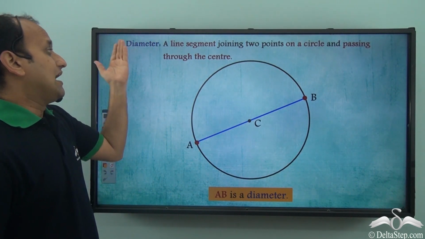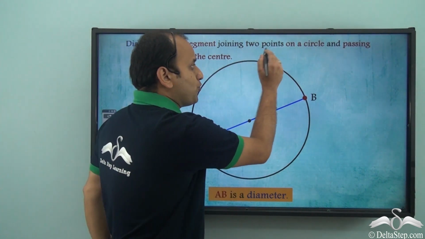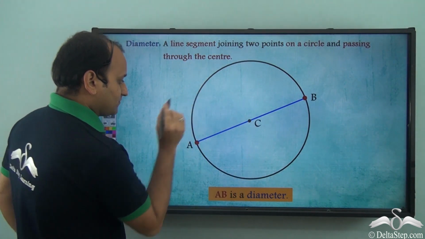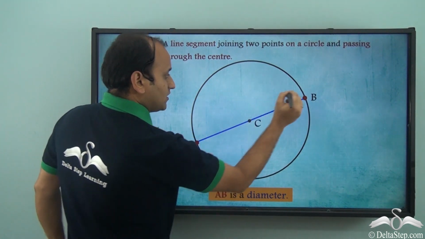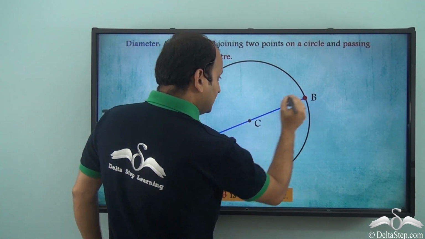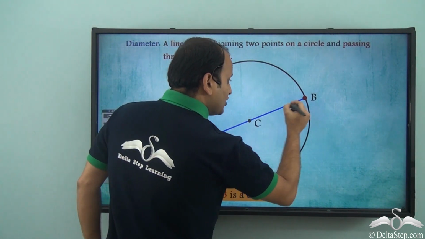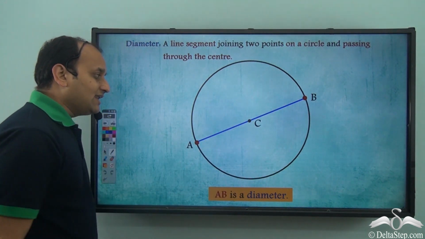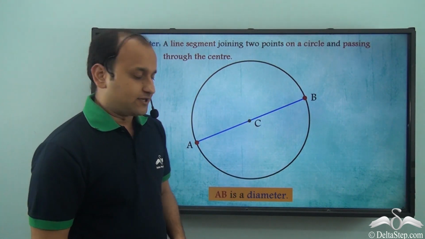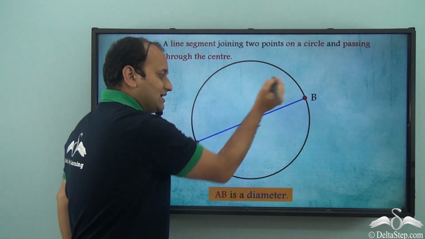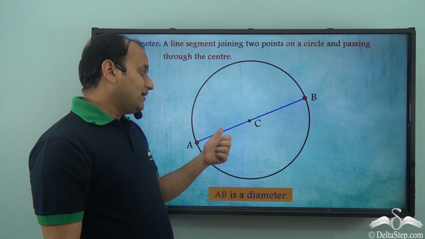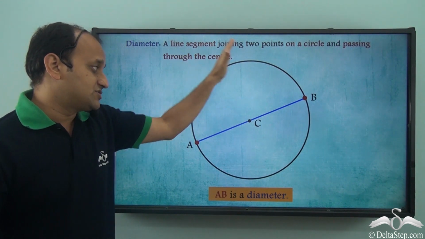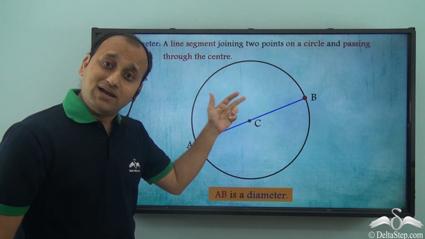So, what is a diameter? A line segment joining 2 points on a circle and passing through the center. So, whenever there are 2 points on opposite sides of the circle and there is a line which joins these 2 points and passes through the center, then this particular line is called the diameter of the circle. So, in this case, AB is a diameter. And what does AB do? Well, AB divides this particular circle into two equal halves.